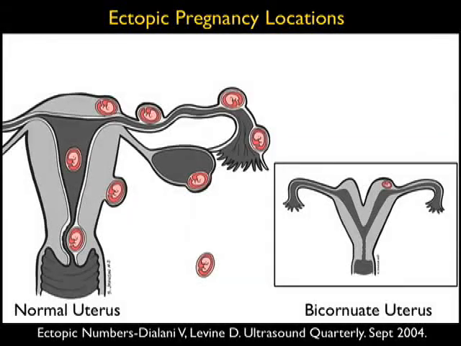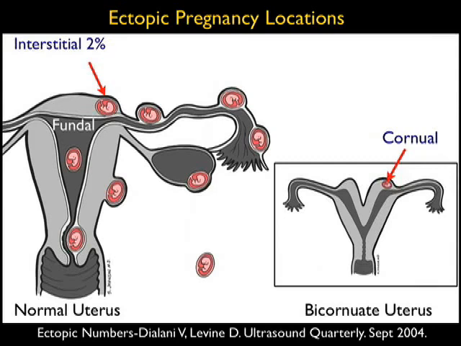So let's begin our discussion of ectopic pregnancies by reviewing the locations that we commonly see ectopic pregnancies to be found. We see here a normal uterus to the left and a bicornuate uterus to the right. We remember that a fundal location is the definition of an intrauterine pregnancy, as shown smack in the middle of the normal uterus to the left. However, we can have variants of ectopic pregnancies within the uterus, as shown in the interstitial location in the normal uterus to the left and in the cornual region in the bicornuate uterus to the right.